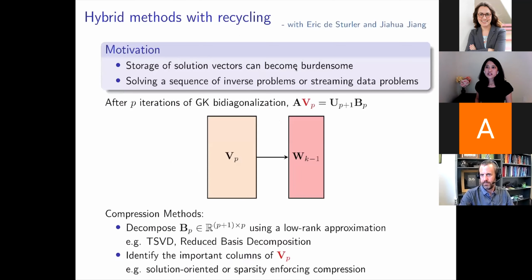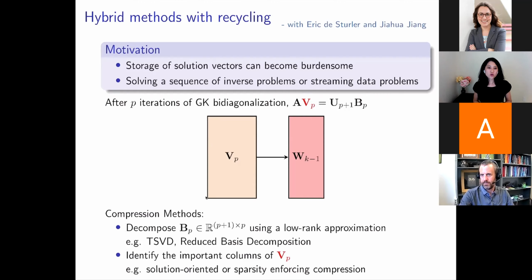Okay, I guess quickly, I'll just give an overview of this third project on incorporating recycling and compression within hybrid methods. And this is with Eric Desterler and Julianne. So the idea here is that sometimes the number of solution vectors that you have to save can become so large that it becomes burdensome to store them, right? So if I run, say, p iterations of a Golub-Kahan bidiagonalization process, these vectors I need to store so that I can compute my solution in the end. And if each of these vectors is 7 million elements long, right, this matrix might get too large to save.